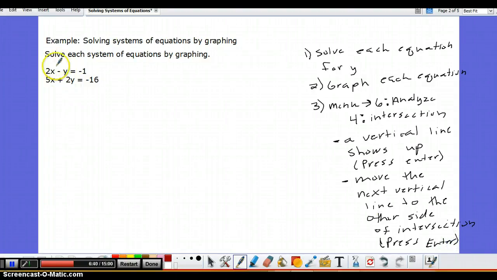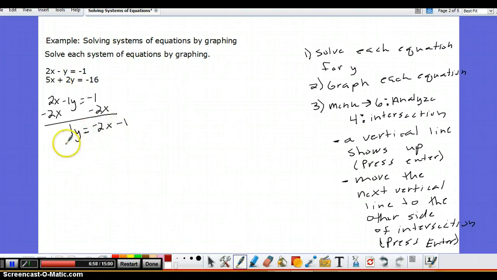Alright, so real quick. We have 2x minus y equals -1. So 2x minus 1y equals -1. We're going to subtract 2x from both sides. That gives you -1y equals -2x minus 1. Divide by -1, and we get y equals 2x plus 1.